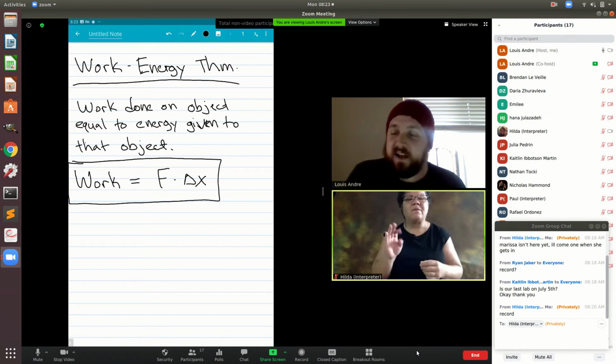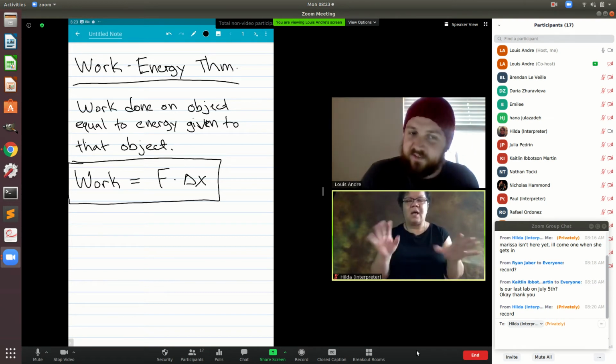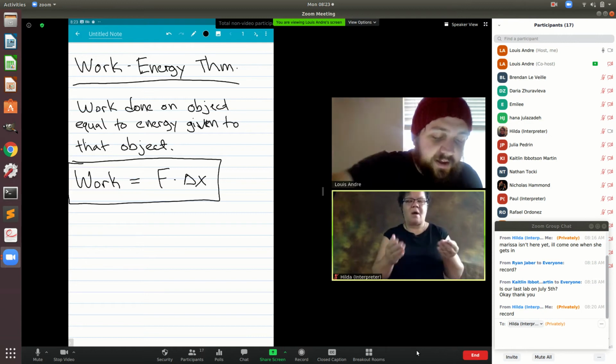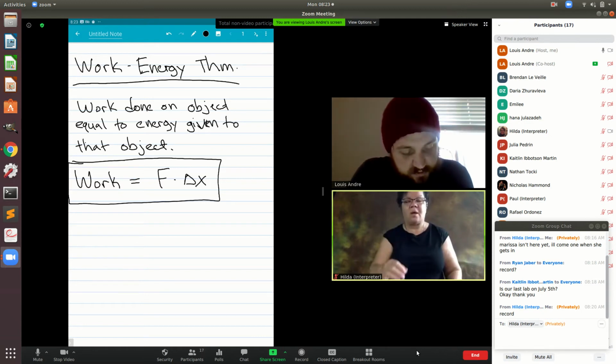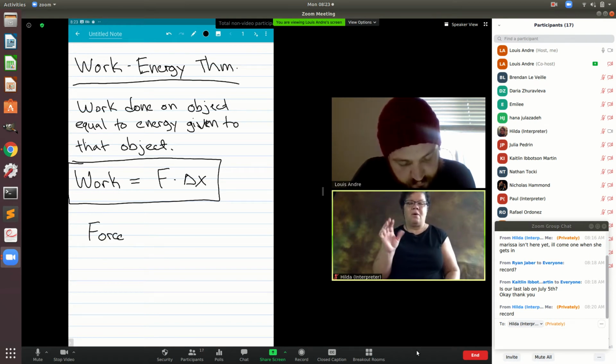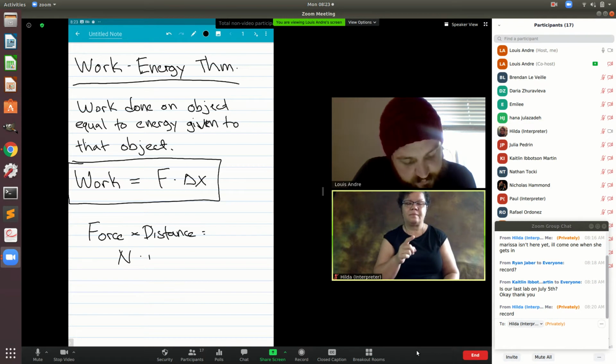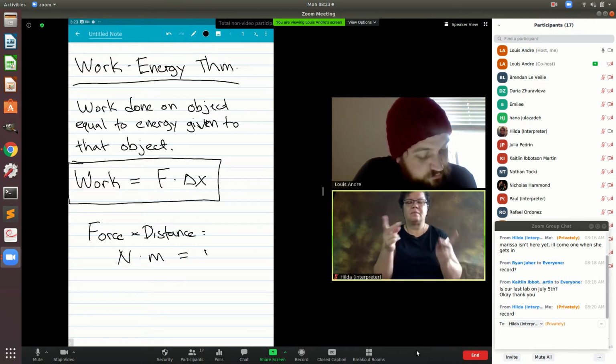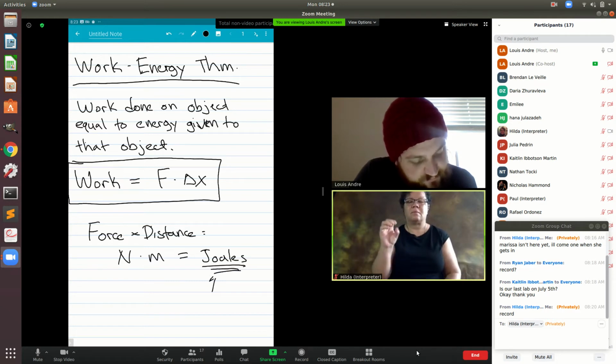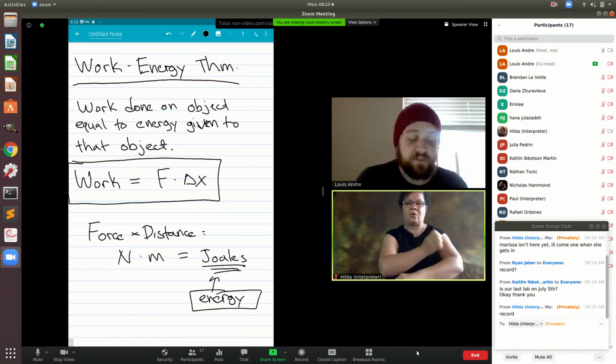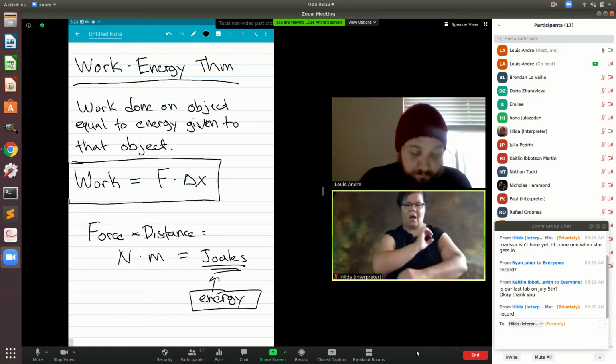Work done equates to the energy the object has after the work is done. And the reason why, we can look at the units here: force times distance is newtons times meters, which is actually joules, and joules is energy. Okay, that is the unit of energy right there. So a newton meter is a joule.